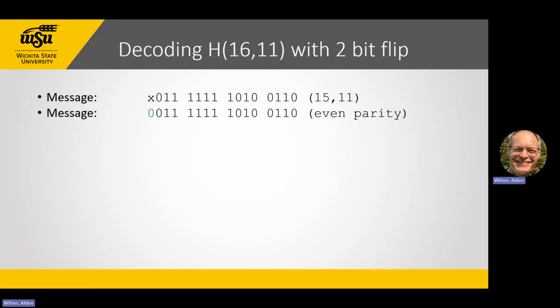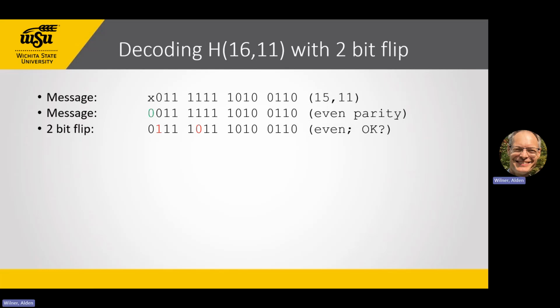Hamming 1611. Again, Hamming 1611, we count up the number of bits in here. It's an even number, so we put a 0 in the front. Makes an even parity for the overall message. And now, of course, it's still the same procedure with a single parity bit flip.